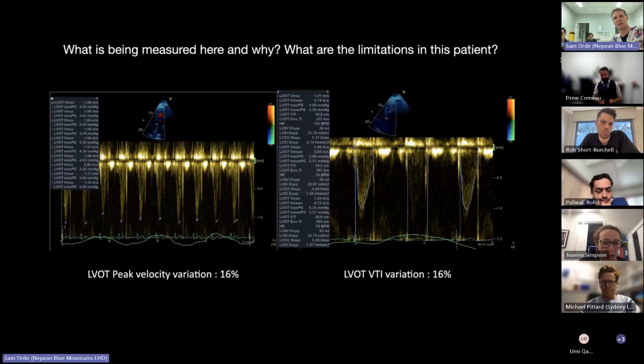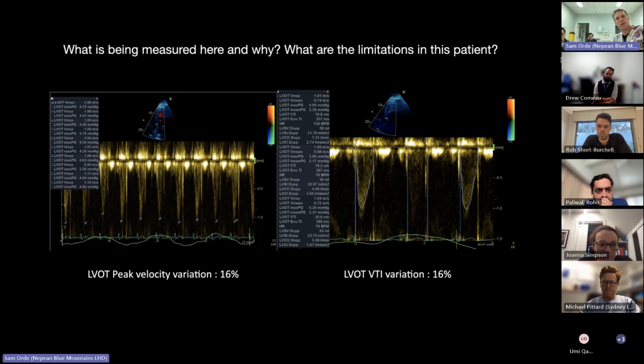Excellent. Very nice segue to this question. Yes, so we're looking at the variations between respiration and intraventricular interdependence with these images here. So the left is looking at the LV outflow tract, and you can see that the variation is about 16%. Normally the variation should be around 13 to 14%, I think. So that's raised, and that would indicate that there is ventricular interdependence because of the pressure of the RV on the LV.